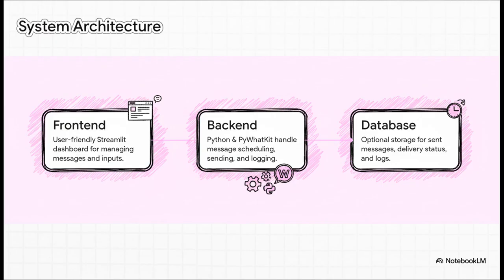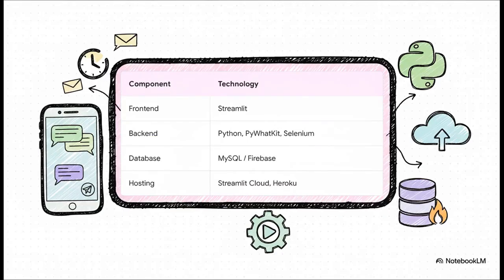First, you've got the front end. That's your control panel. It's the simple web page you see and interact with, and it's built using Streamlit. Then you have the back end. That's the engine room. That's where Python and PyWhatKit are doing all the hard work, the sending, the scheduling. And finally, there's an optional database, which basically acts as a logbook to keep track of every single message that's been sent.